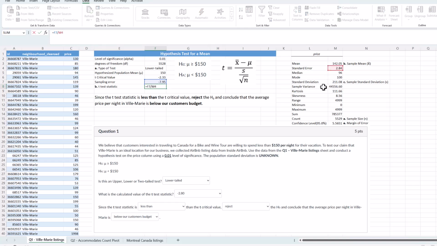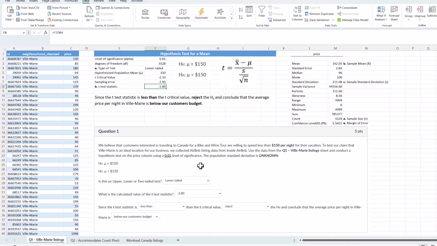You notice I'm using the standard error that was given to us with the summary statistics. That's why, even when you're running your hypothesis test for a mean, I would recommend that you also run the descriptive statistics for these questions as well. And so the t-test statistic is negative 2.80. That's going to be our second answer here.